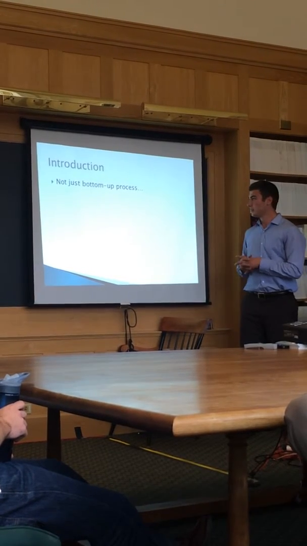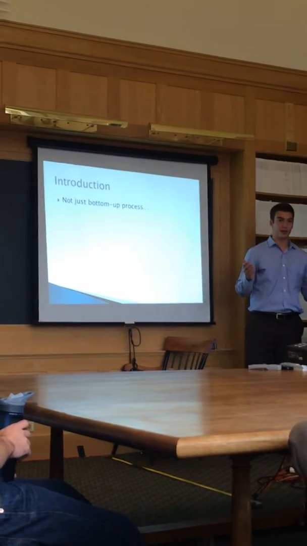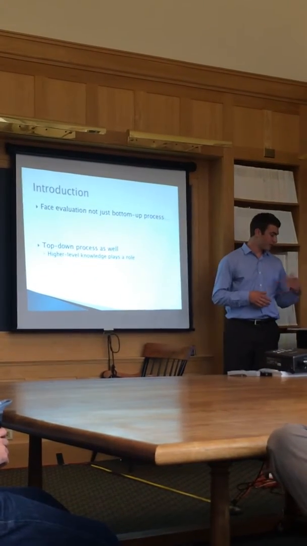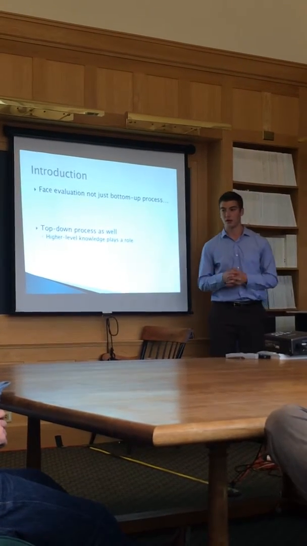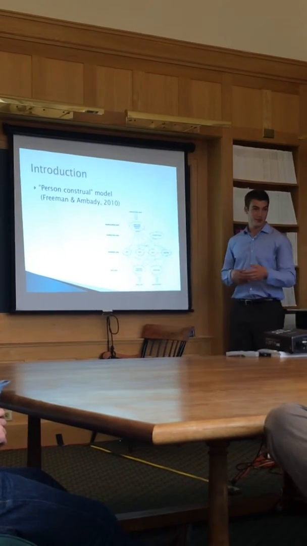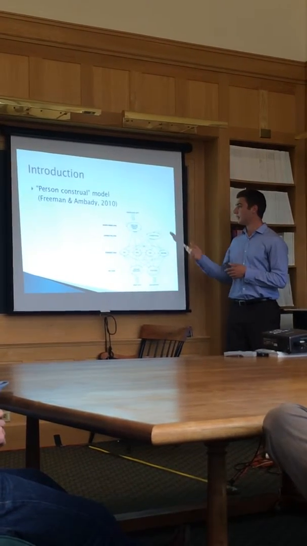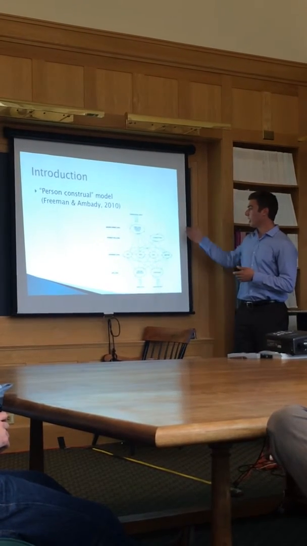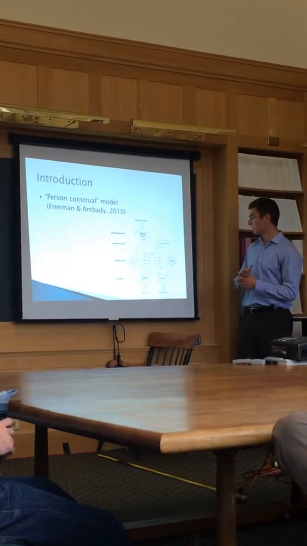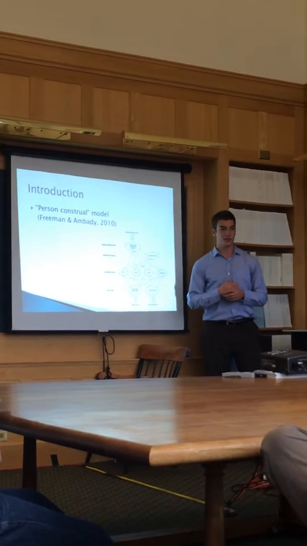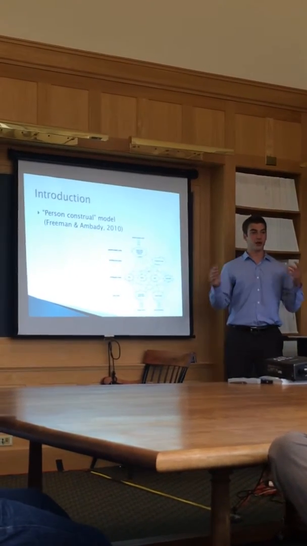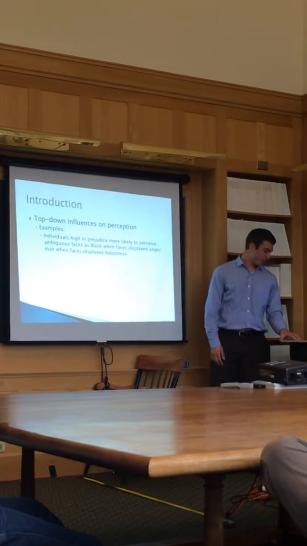But, of course, face evaluation isn't just a bottom-up process. We don't just evaluate a person by what we see in their face. It's also a top-down process, with higher-level knowledge in the form of expectancies, motivations, and stereotypes, among other knowledge structures, playing a role. In a recent model by Professor Freeman in 2010, the model of person construal, higher-level input coordinates with stereotypes, with category levels, so sex, race, and age, and with facial, body, and voice cues to create this overall construct of how we perceive another person.